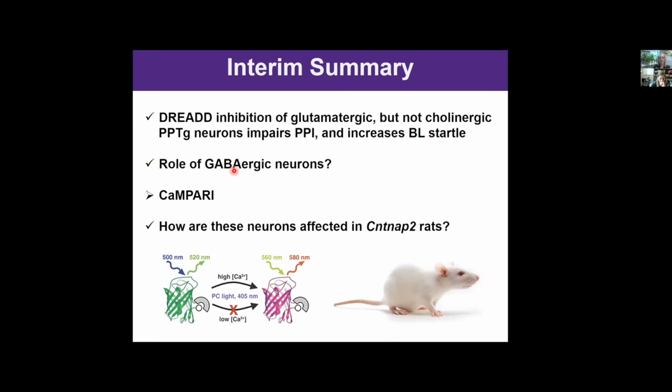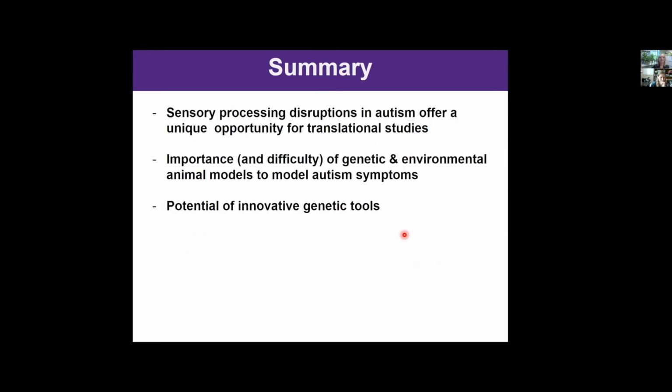And then, of course, once we know which neuron type that is, we can specifically test for these neurons in the Cntnap rats. So then we can go back to do immunohistochemistry and electrophysiology and look at how neurotransmission of these neurons is affected in the Cntnap rats, which then might account for the disruption in prepulse inhibition. So if you took nothing else from this talk, I hope you took away that sensory processing disruption in autism offers a unique opportunity for translational studies because it's so well conserved between animals and humans.